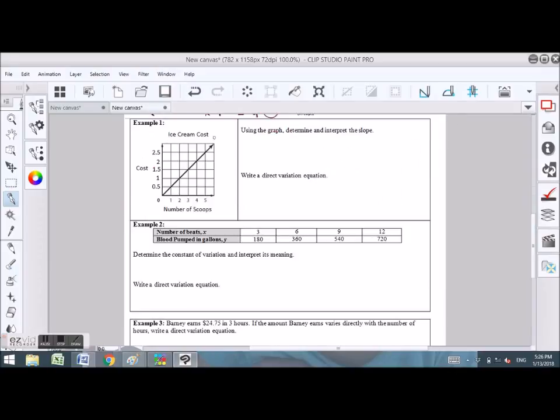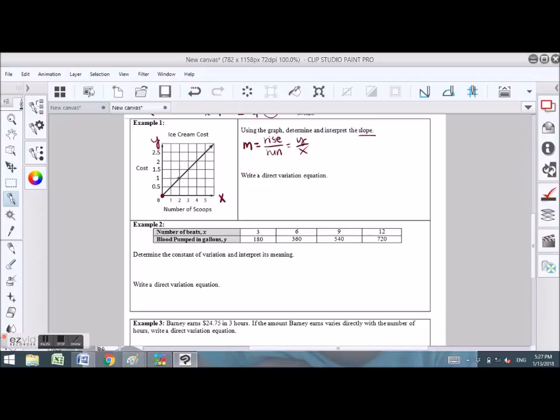So number 1, we have another graph, and it says ice cream cost. The cost is on the y-axis, and the number of scoops is on the x-axis. The first part says, using the graph, determine and interpret the slope. So slope, m equals rise over run, which is equal to y over x in this direct variation equation.